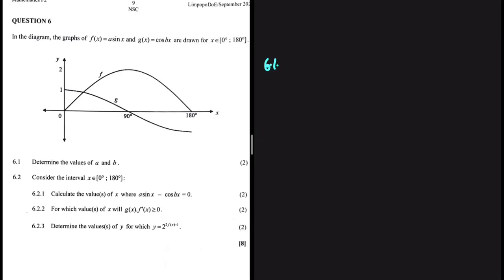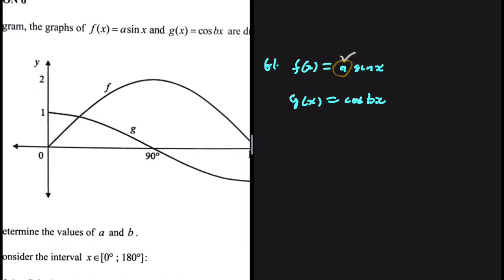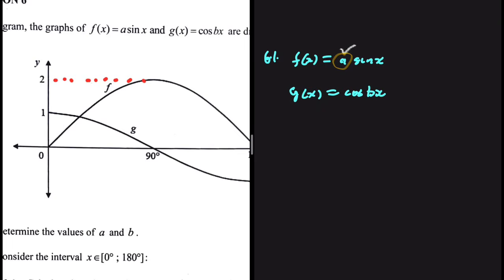Determine the values of a and b. We have f of x, which is equal to a sine of x, and we have g of x, which is equal to cos bx. So we're looking for the value of a. How can we simply determine the value of a? We can look at the highest point of our graph, f of x, because that is what a determines. It controls that highest value, the amplitude. So here in our graph, it is easy to see that the highest point that f of x reaches is 2. So we can say that a is equal to 2.